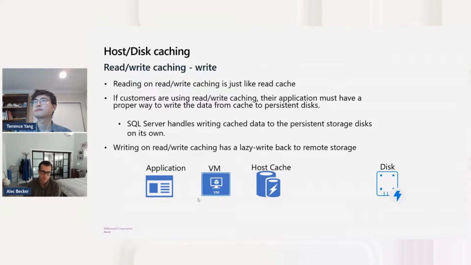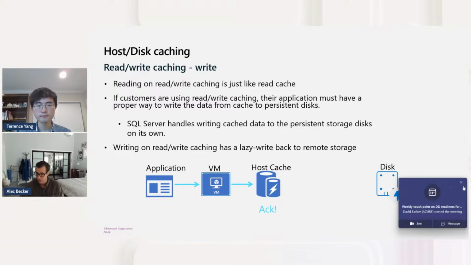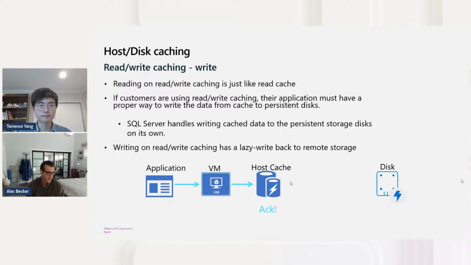So let me demonstrate this with our diagram. First, the application is going to give the write request to the VM. The VM will then write it to the host cache, and from the host cache, we'll actually give an ACK saying, "Hey, the write is complete," and then it'll lazily write it to the disk. So the pro of this read-write caching is that you get your writes completed much faster.